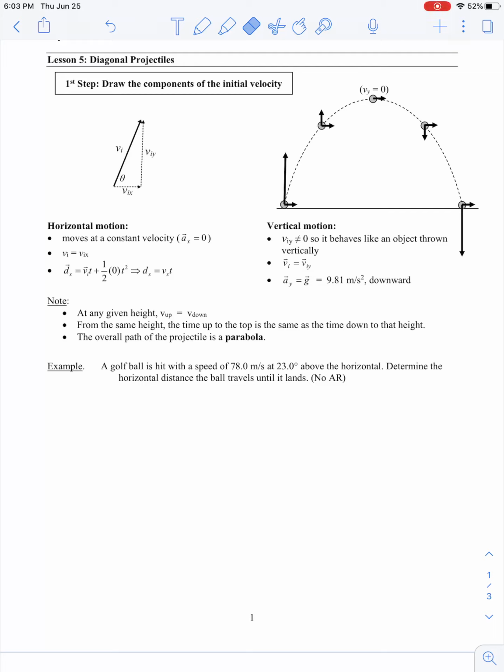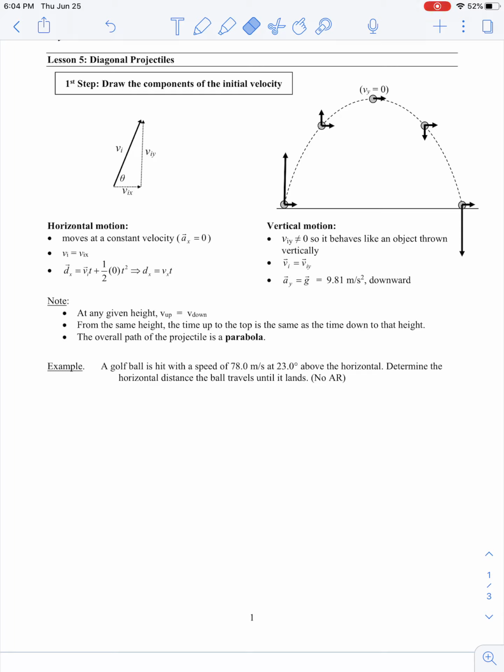Okay, welcome to a lesson about diagonal projectiles. With a diagonal projectile, what we're doing is throwing an object with both a little bit of horizontal and a little bit of vertical. This is the usual motion of most objects. It's really hard to throw something exactly horizontal, so we tend to throw things upwards into the air, or we might even tend to throw them downwards into the air. So this diagonal projectile is actually the normal motion.